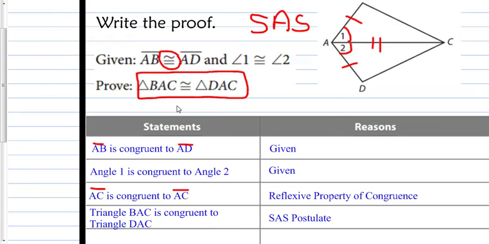Okay, so your final statement was that triangle BAC is congruent to triangle DAC, and we know that to be true because of the SAS postulate. We have a side, angle, side of triangle 1 that is congruent to a side, angle, side of triangle 2. Okay, so due to the SAS postulate, these two triangles are congruent. We have enough information about triangle 1 to say it's congruent to triangle 2 due to the side angle side postulate.